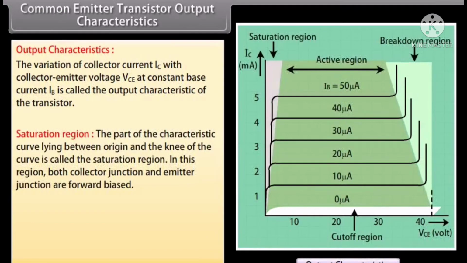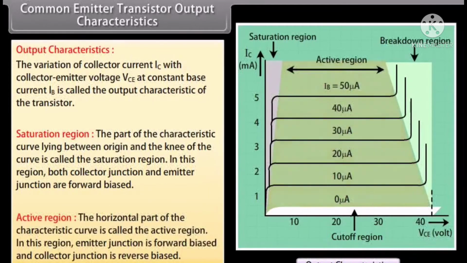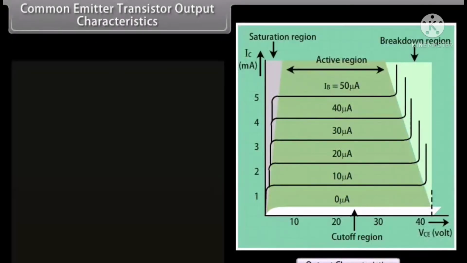Saturation region. The part of the characteristic curve lying between the origin and the knee of the curve is called the saturation region. In this region, both collector junction and emitter junction are forward biased. Active region. The horizontal part of the characteristic curve is called the active region. In this region, the emitter junction is forward biased and the collector junction is reverse biased.